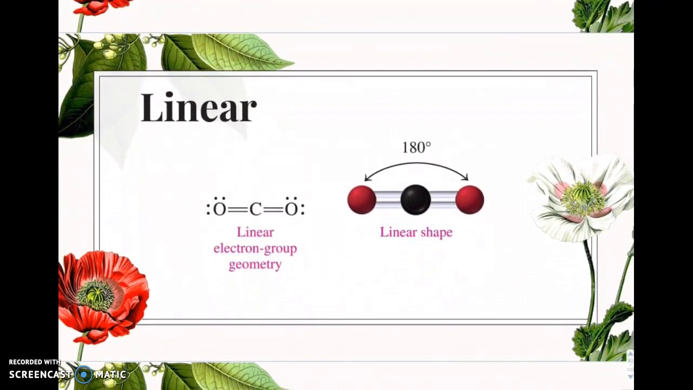Linear is our first shape. You're going to see in the chart that you're going to have on your green sheet. Linear, we have two electron areas around the center atom, and so as far apart as they can be is 180. So this is a linear shape.